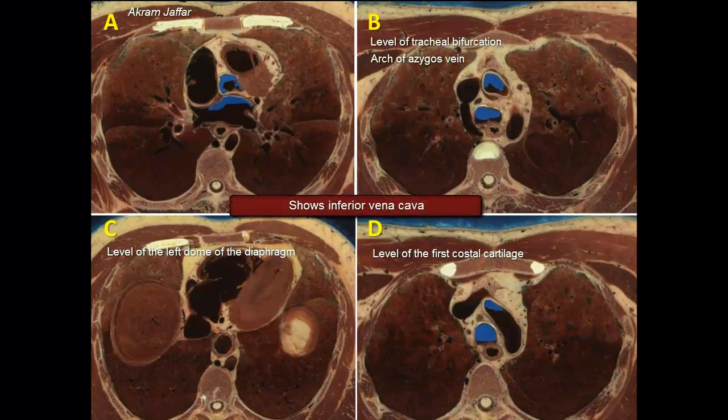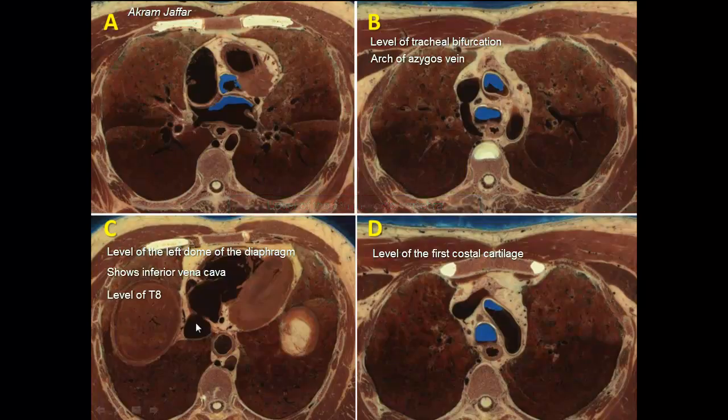Which section shows the inferior vena cava? Of course, we have to go to a lower level section, and here we can see the inferior vena cava penetrating the central tendon of the diaphragm and opening into the right atrium of the heart. Which section is at the level of the eighth thoracic vertebra? Of course, it will be the same section, because the inferior vena cava penetrates the central tendon of the diaphragm at the level of the eighth thoracic vertebra.